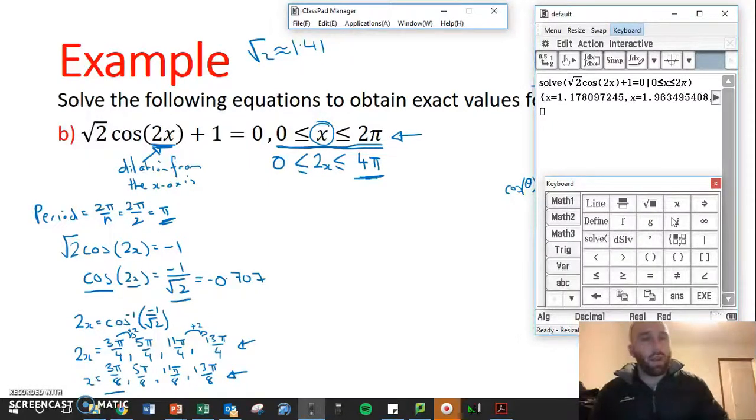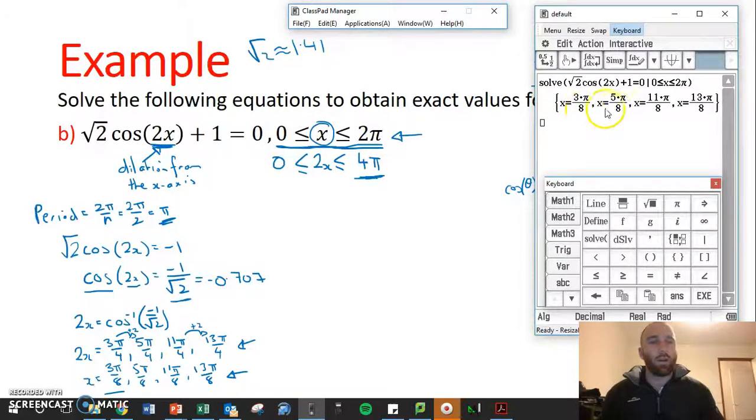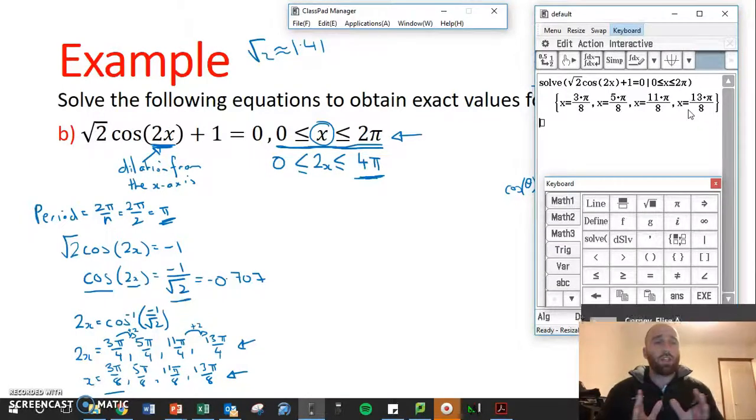Close bracket, I hit equals, and I'm going to get these weird decimals. So what I can do is highlight that, go to our fraction tool, and we generate those values. And those values are the exact same as what we found within the solution before: 3 pi on 8, 5 pi on 8, 11 pi on 8, 13 pi on 8. So there are our solutions. I've got the notes on how to repeat that process on Compass if you want to have a look. But that's how you generate those values.